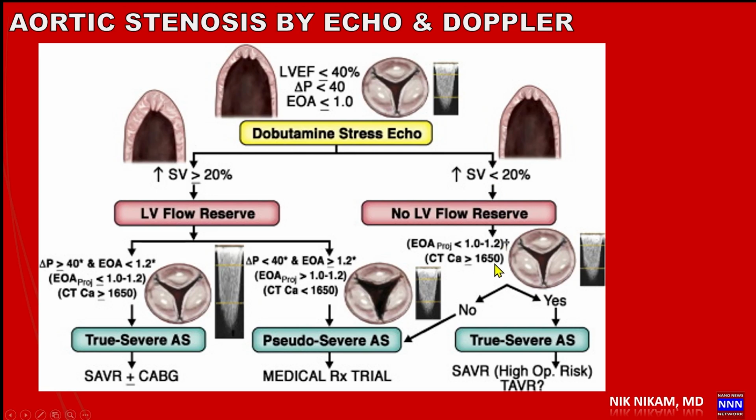In these cases, does this patient have a high calcium score of greater than 1650? If that is the case, then if the effective orifice area is 0.10 to 1.2, which you calculate using the Doppler studies, then you are dealing with severe aortic stenosis. Then if this patient is a high risk surgical candidate, a TAVR may be something to be considered.